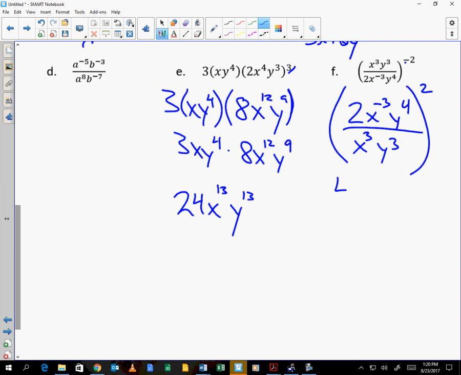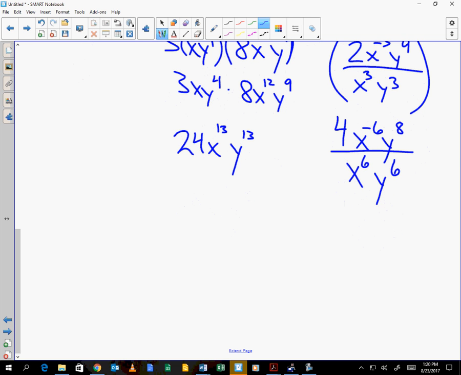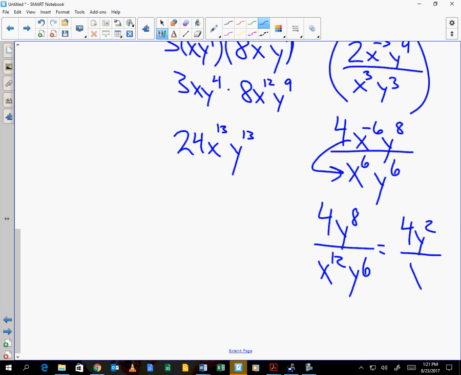Okay. So go 4x to the negative 6, y to the 8th, x to the 6th, y to the 6th. Now what? Okay, so if the x to the 6 goes on the bottom with that x to the 6, then I should get an x to the 12th and a y to the 6th. Now you take care of your y's, 4y squared over x to the 12th. And there you have it. Not too bad, huh?